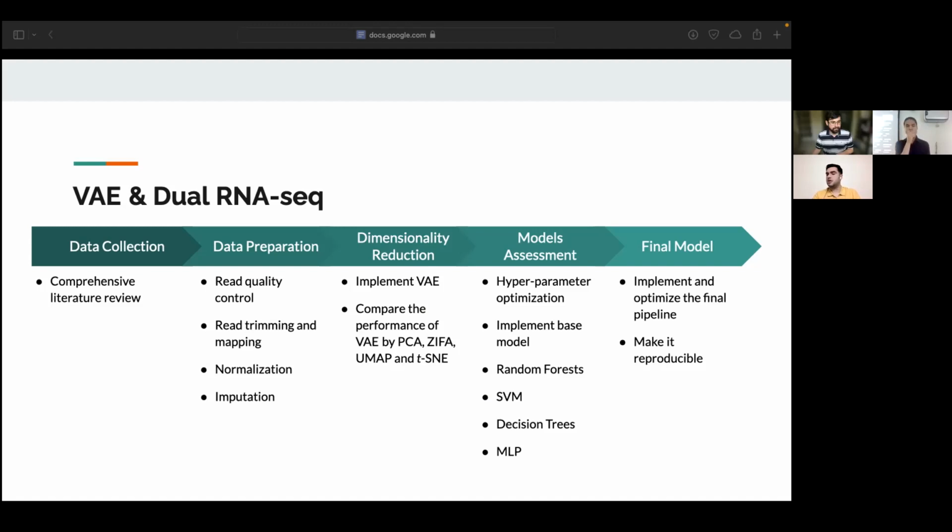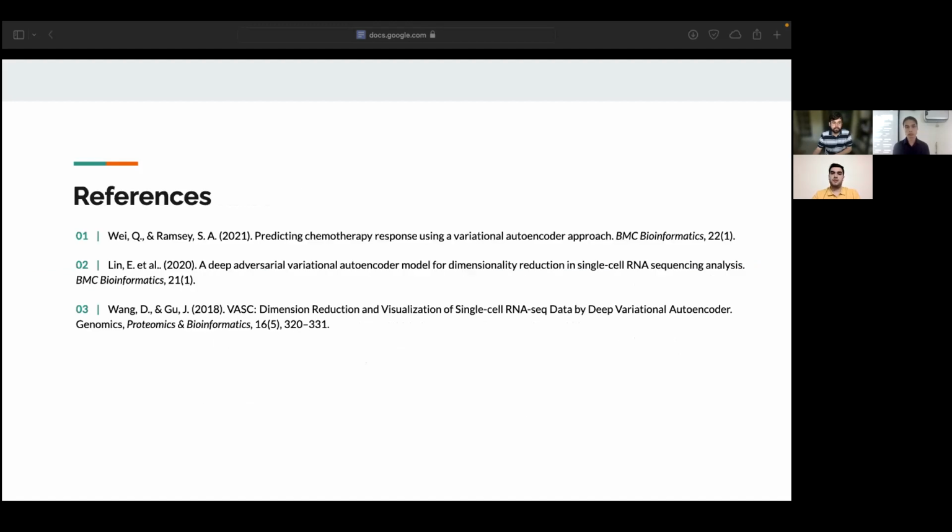and implement our machine learning models, which are classification models like random forest, SVM, decision trees, and multi-layer perceptrons, and compare the performance of each algorithm with each other, and finally choose the best combination. I mean, the combination of dimensionality reduction algorithm and the machine learning model, and tune the parameters and hyperparameters and make it reproducible. And these are my references.